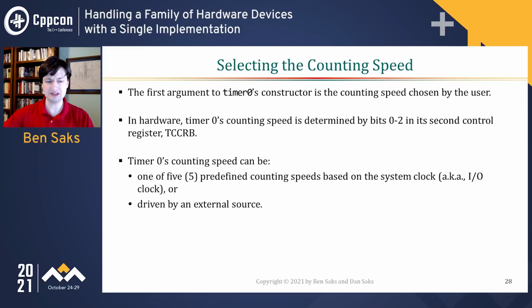Okay, so the first argument to timer 0's constructor is the counting speed that's chosen by the user. This was an enumeration type that I showed a little bit before. Now, the counting speed is determined by 3 bits in the control register, in control register B here. And timer 0 has a few different options. It has 5 predefined counting speeds based on the system clock that you can use, just multipliers of the basic system clock. Or you can specify an external clock source that will be determined when timer 0 ticks, counts.